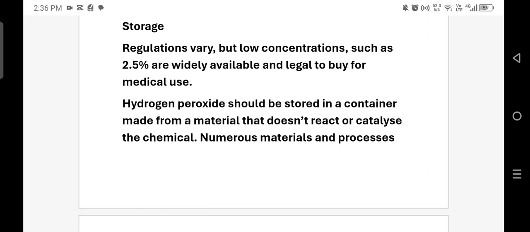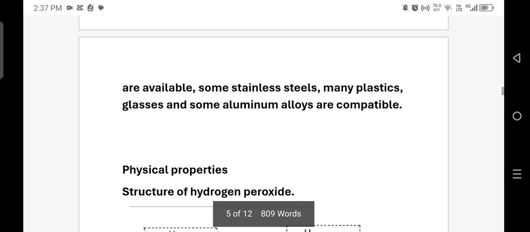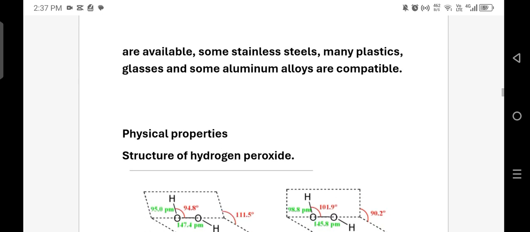Storage. Regulations vary, but low concentrations such as 2.5% are widely available and legal to buy for medical use. Hydrogen peroxide should be stored in a container made from a material that does not react with or catalyze the chemical. Numerous materials are available; some stainless steels, many plastics, glasses, and some aluminum alloys are compatible.